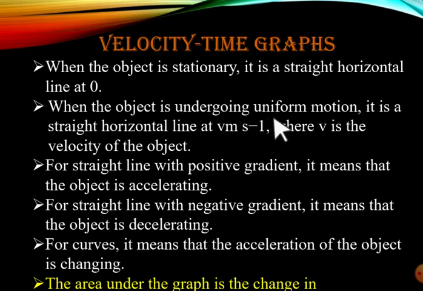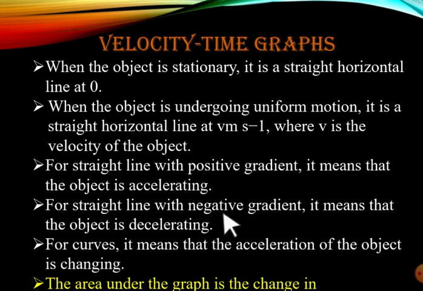When the object is undergoing uniform motion, it is a straight line at v meter per second, where v is the velocity of the object. Now, a straight line with a positive gradient means the change in velocity with respect to the change in time is positive. That means your acceleration will be positive. It means that the object is accelerating.